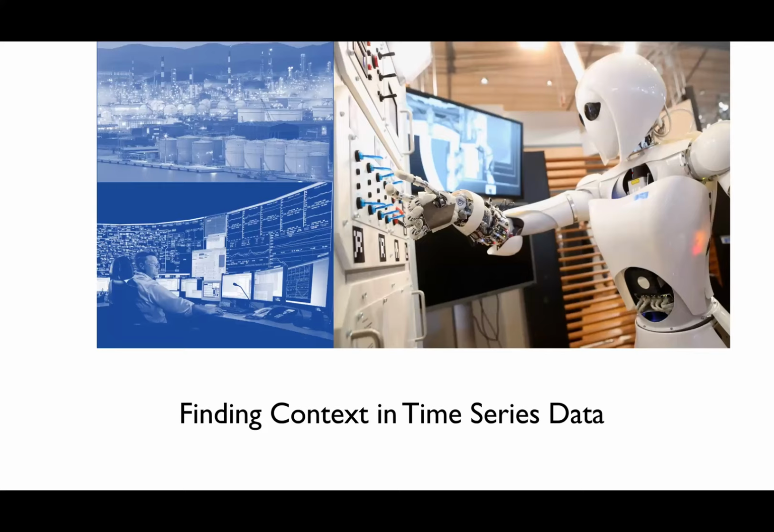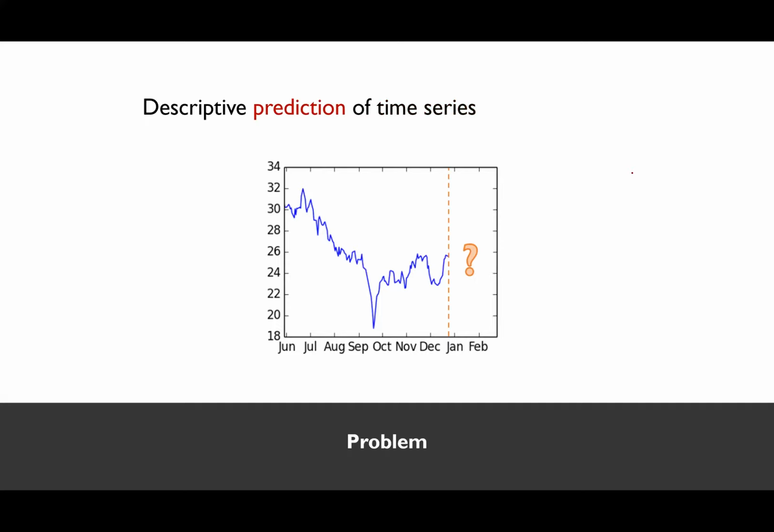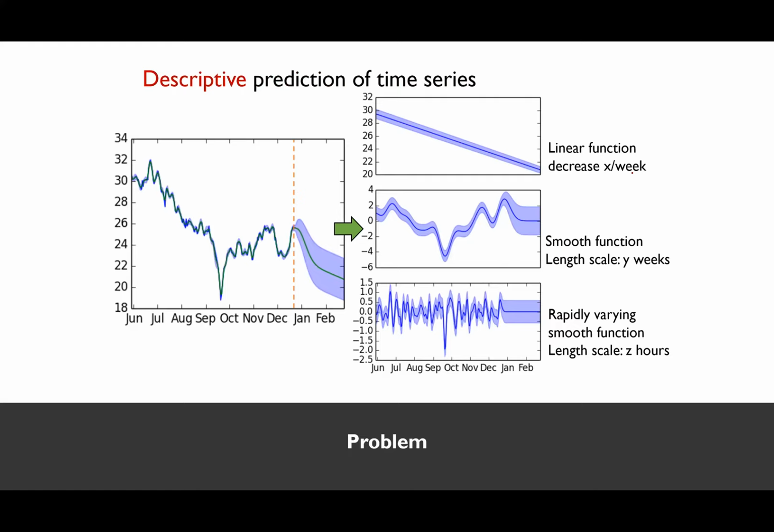analysis. So let's try to find the context in the time series data with the Bayesian method. Our goal here is descriptive prediction of time series data. We also wish to have a prediction in the next time step, and we wish to have a description. For example, we have a linear function, a smooth function, and a rapidly varying smooth function. So we can say that from this time series data, we have a linear pattern, a smooth pattern, and a residual pattern, right?